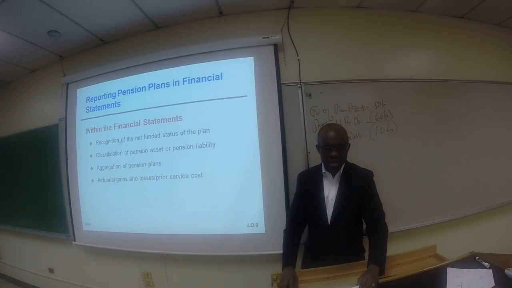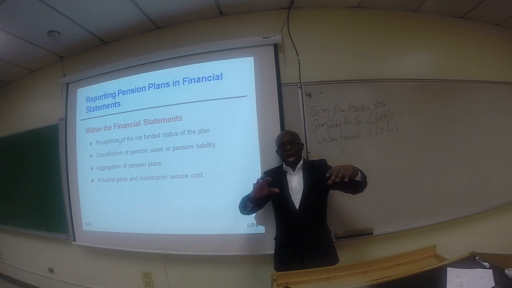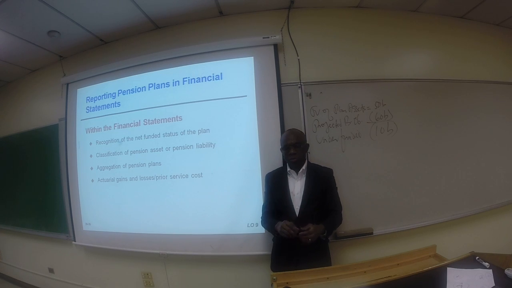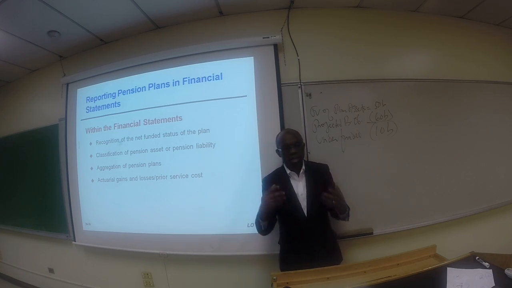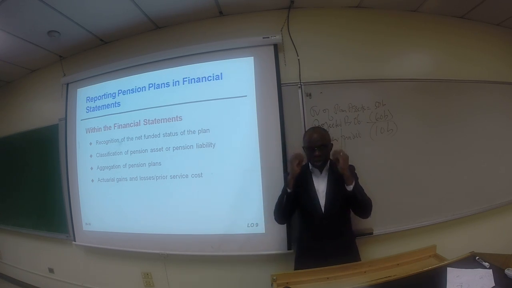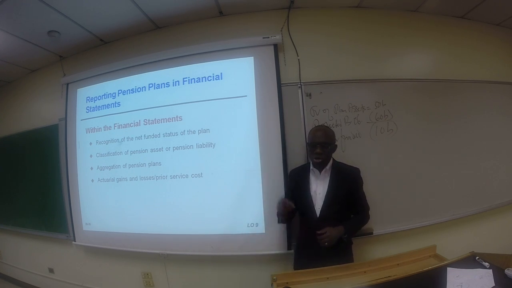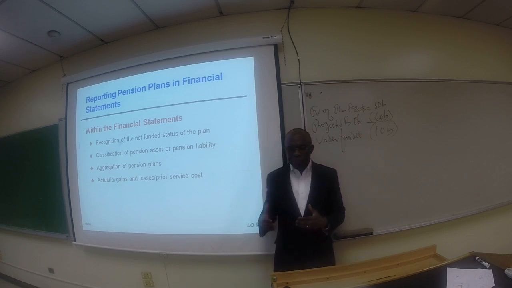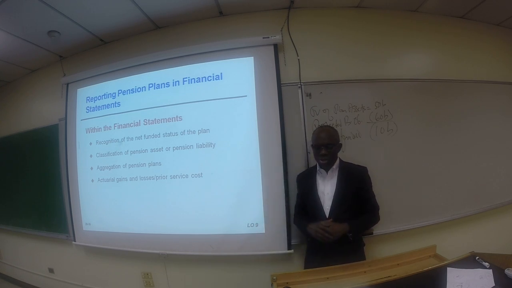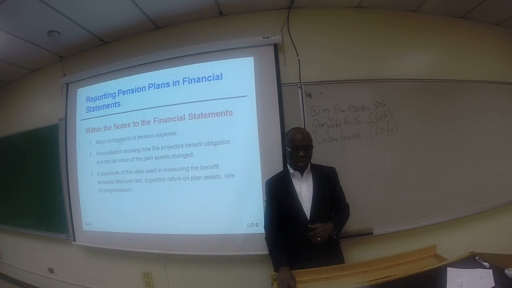So all along we have been talking about how to account for pensions, or the accounting treatment for pensions. So we're talking about recording, the journal, the ledger, and so forth. Here we are talking about reporting pension plans in financial statements. So within the financial statements, number one, we have to recognize the net funded status of the plan, overfunded or underfunded. Number two, the classification of pension assets or pension liability. Then the aggregation of the pension plans has to be done. The actuarial gains and losses and prior service cost have to be taken into account and reported as well.